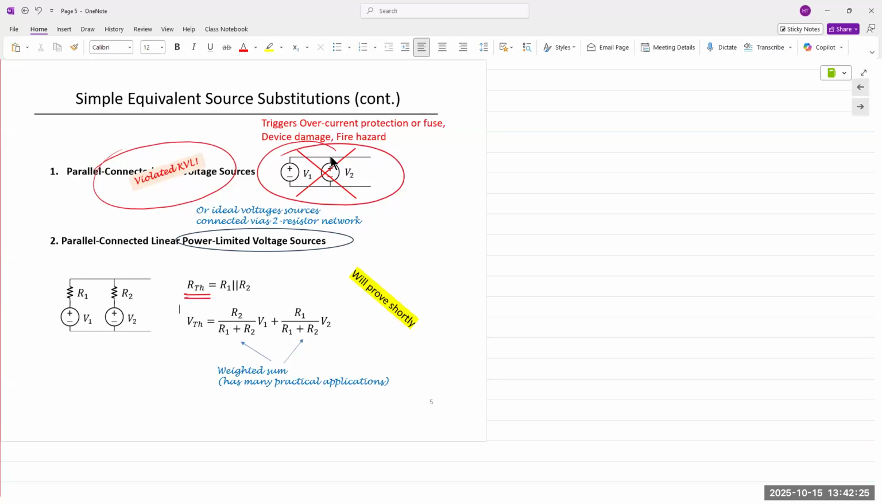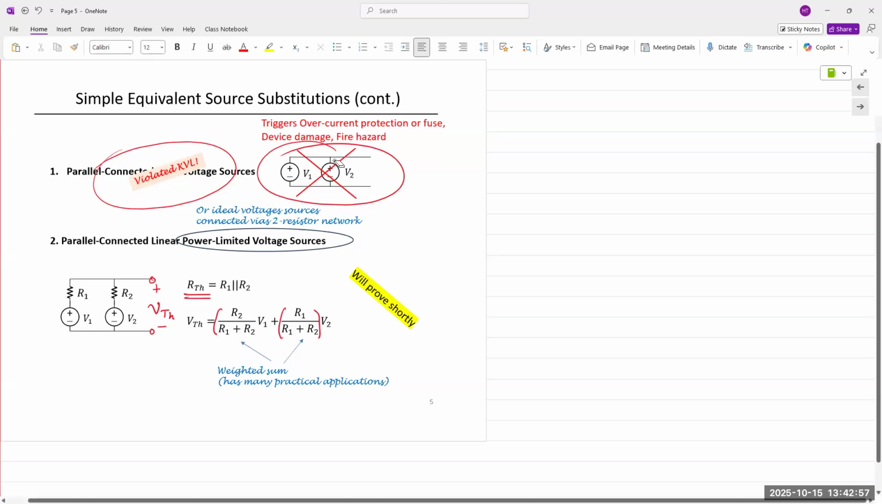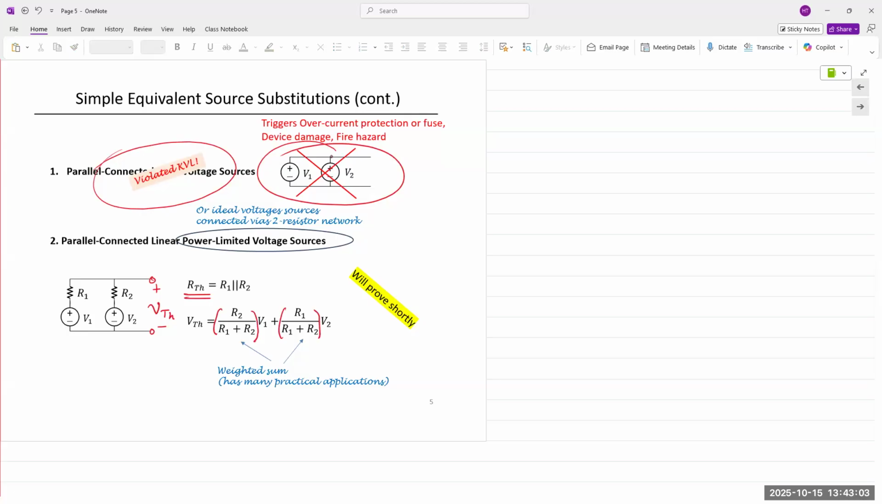So VTH is what fraction of V1 appears at the output terminals. So these are the terminals of analysis. My VTH and my RTH are measured here. VTH is a sum of what fraction of V1 appears at the output, so it's this fraction, and of V2, it's this one. So it's a weighted sum based on the value of the resistors.